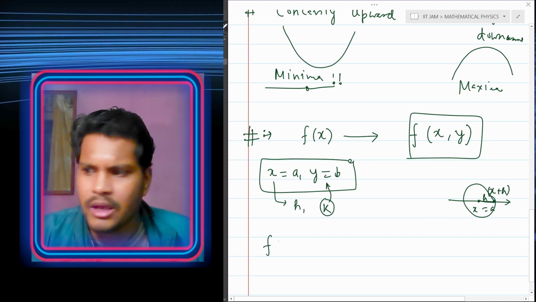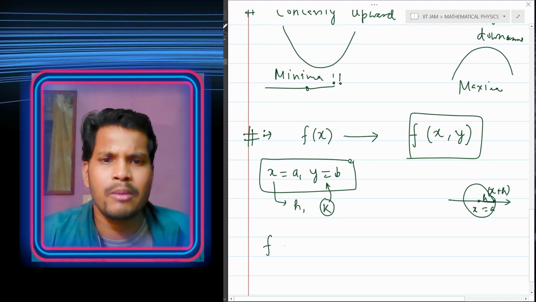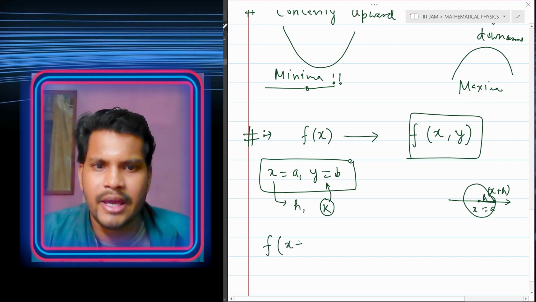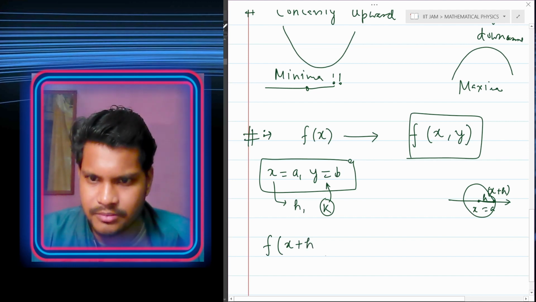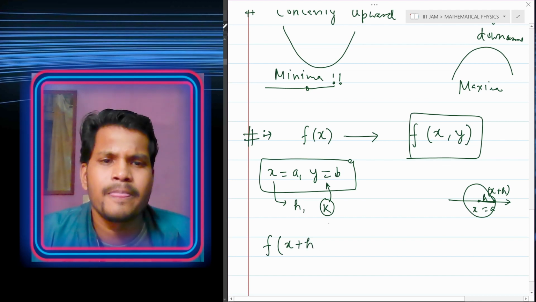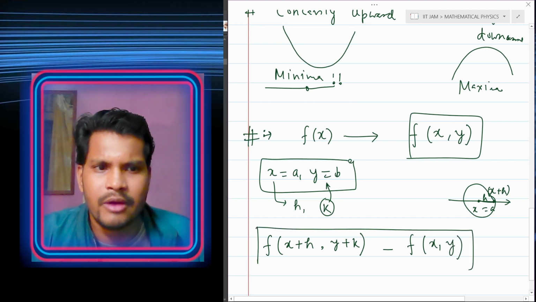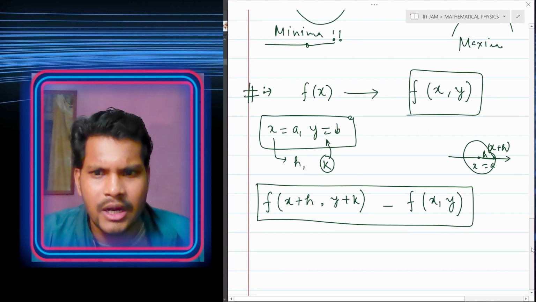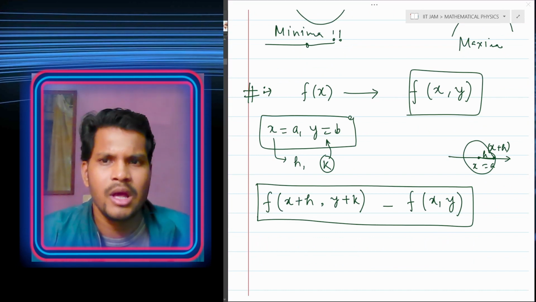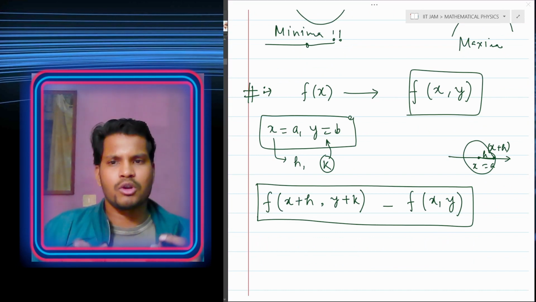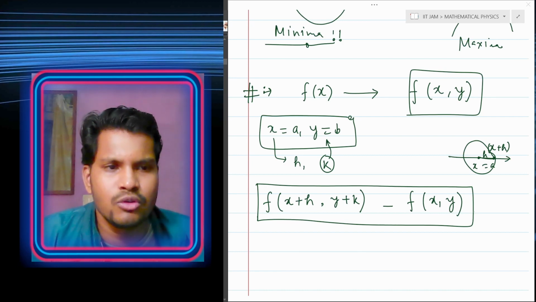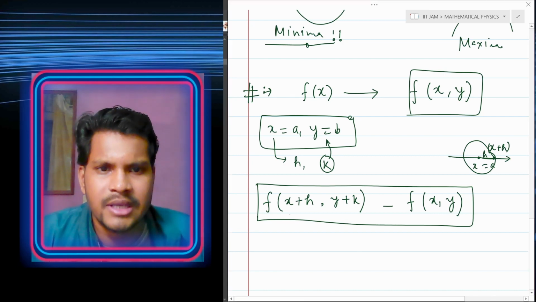So let us say x plus h and y plus k, and I am subtracting a general function f(x, y). On the other hand, I have to be specific about which function you are talking about, so I need to specify this x. So this x and y are the critical points.